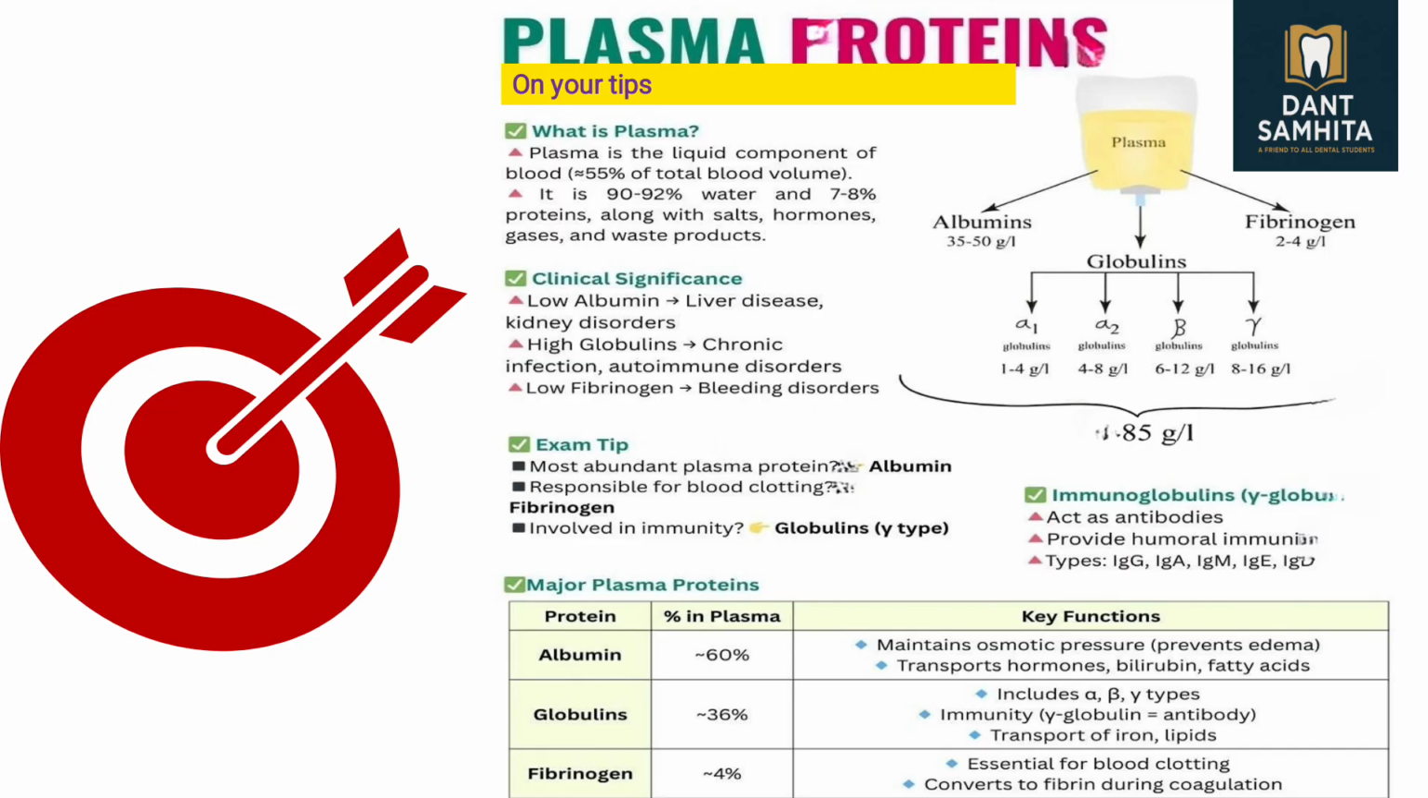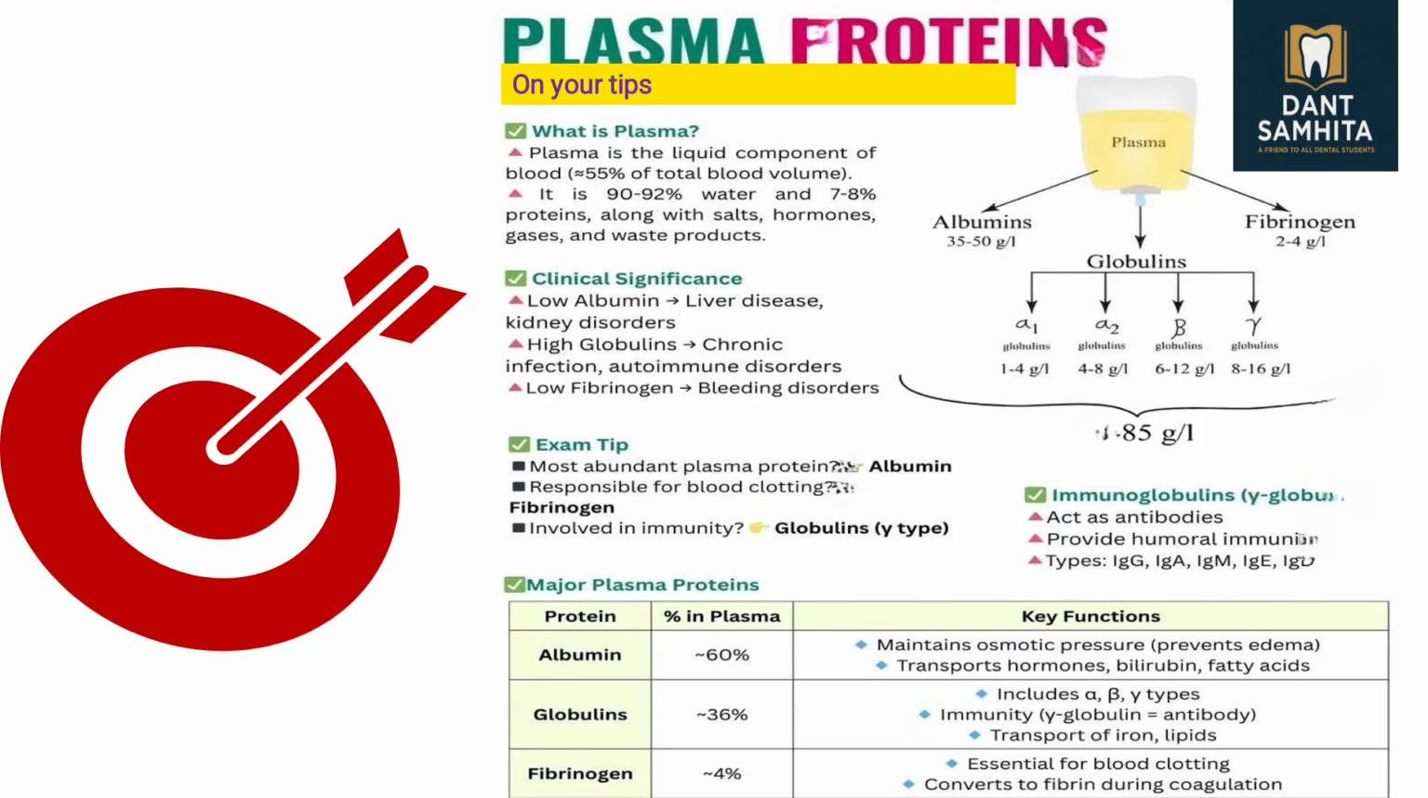Clinical significance: low albumin indicates liver disease or kidney disorders. High globulin indicates chronic infections and autoimmune disorders. Low fibrinogen indicates bleeding disorders. Exam tip, which is very important, as we have mentioned here: the most abundant plasma protein is albumin; the one responsible for blood clotting is fibrinogen; the one involved in immunity is gamma globulin. Immunoglobulins, or the gamma globulins, act as antibodies in humoral immunity, types IgA, IgG, IgM, IgE.